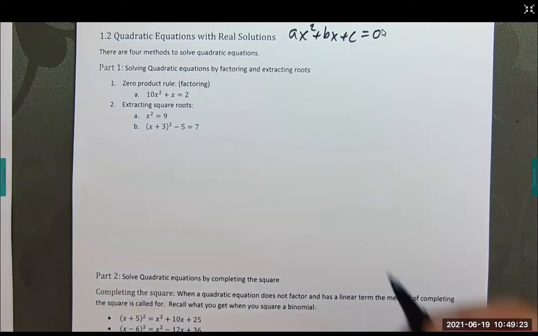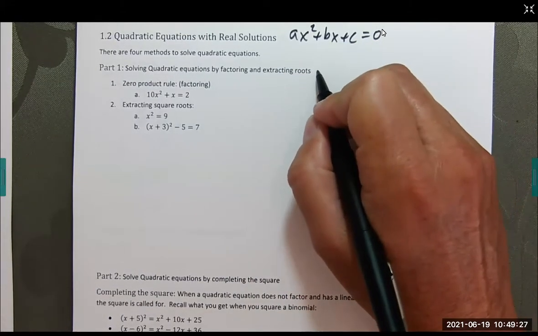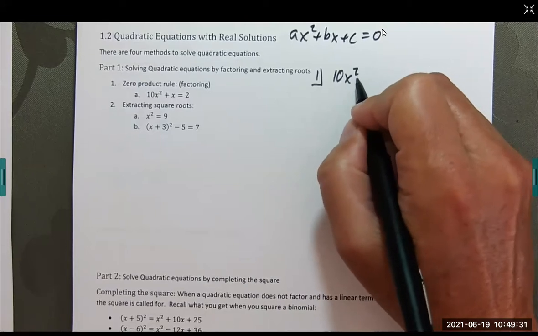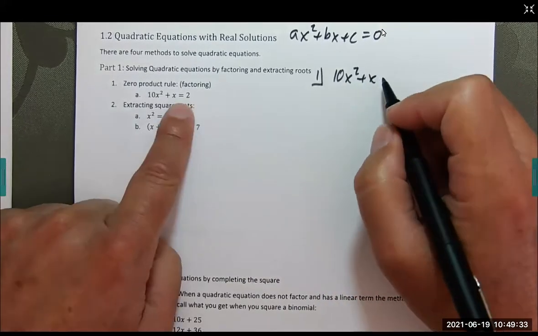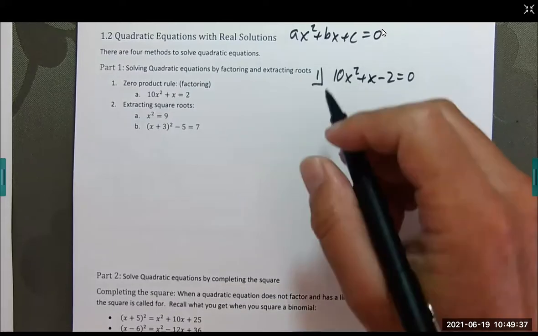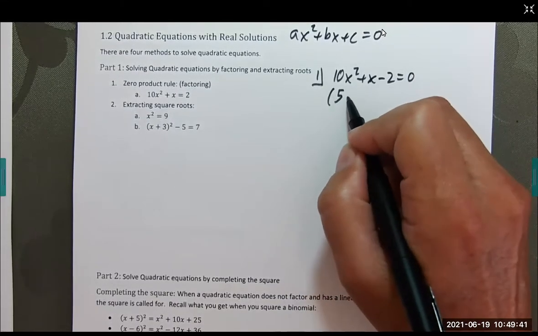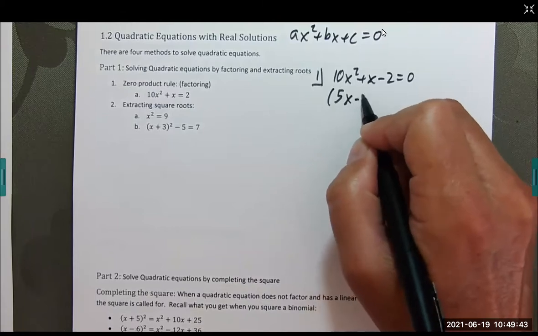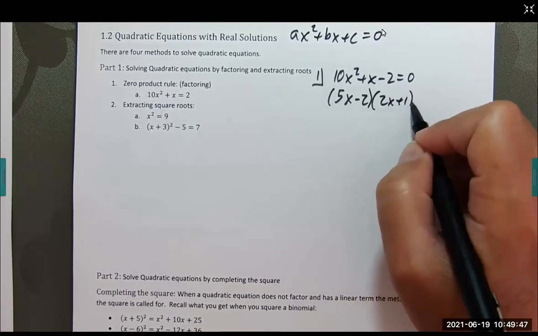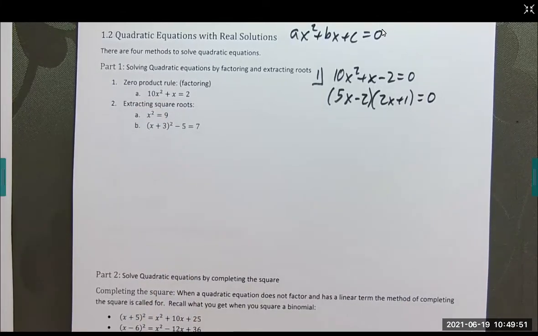This first part is relatively simple. This is the most basic. If we take number one here, 10x squared plus x, and I'm going to subtract the 2 over, so minus 2 equals 0. And we're going to factor this one. However you learn to factor, your past teachers taught you how to factor. 2x plus 1 equals 0. This is referred to as the zero product rule.